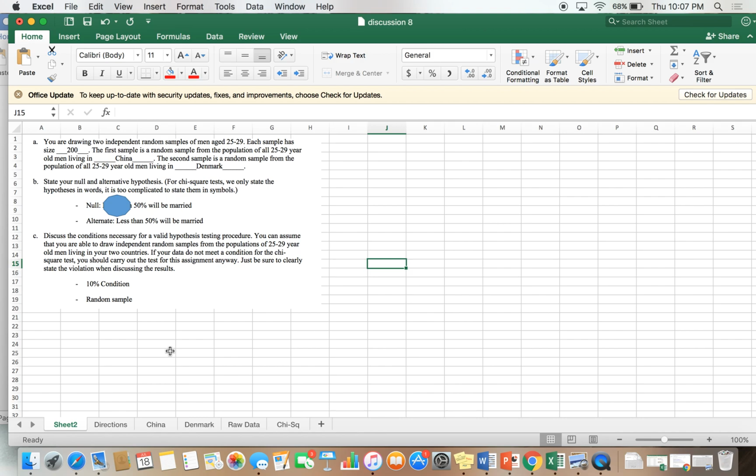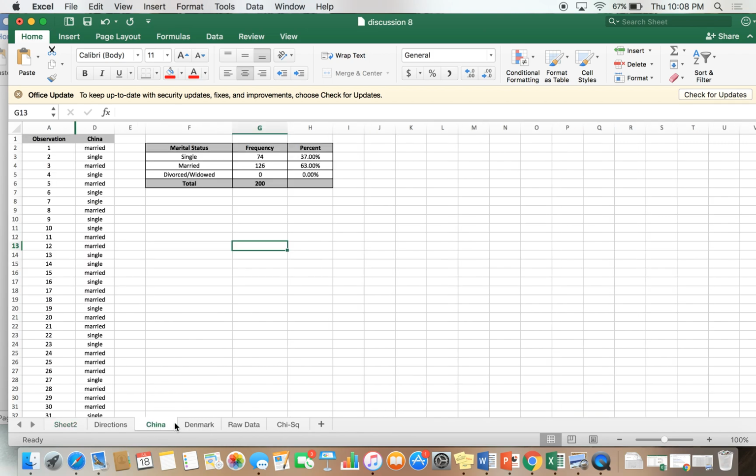So, the conditions necessary for this hypothesis testing procedure, the two that I'm really going to focus on are the 10% condition and a random sample. So we know that it's a random sample because it was told to us that it was a random sample, and for the 10% condition, we know that the 25 to 29-year-old men in China and Denmark is less than 10% of the whole population. So we are good to go.